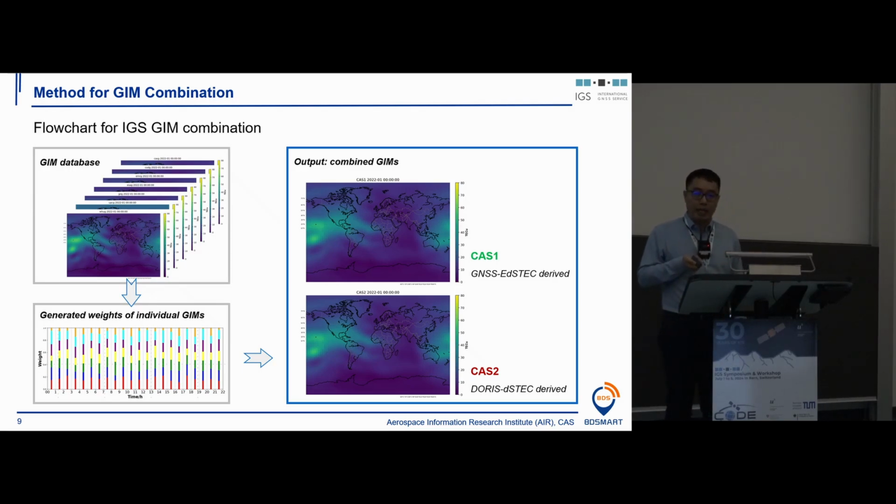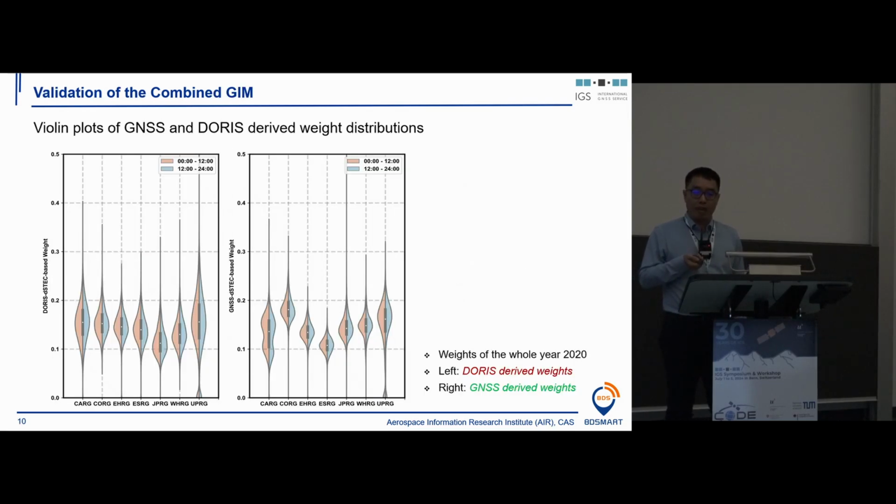DORIS-dSTEC analysis. Here is a comparison of the weights we derived from the GNSS as well as the DORIS-dSTEC analysis for all 7 analysis centers. On the left, the weights are derived using the DORIS data. On the right, the weights are derived from the GNSS-dSTEC analysis. Here is the summary table.